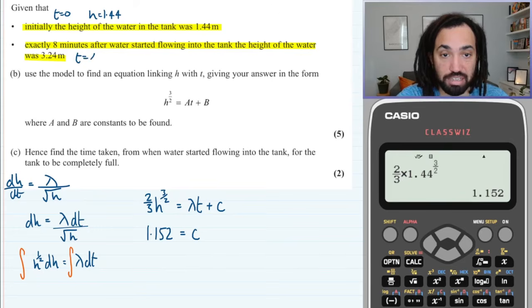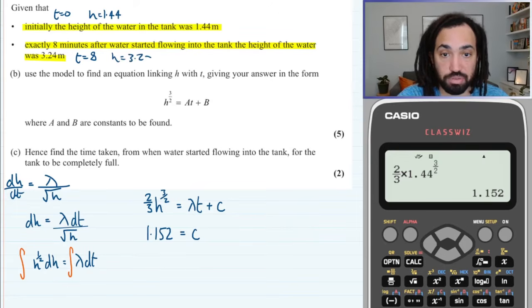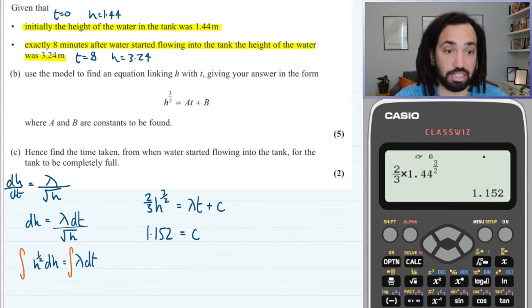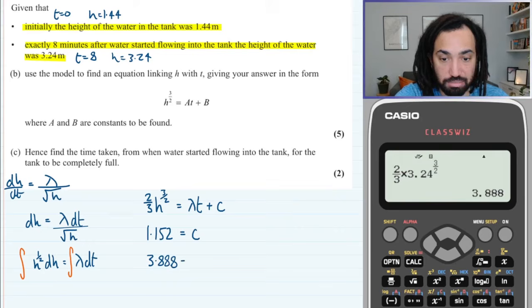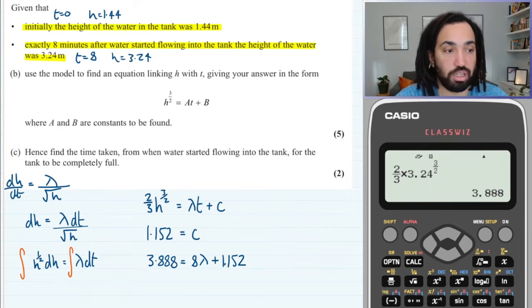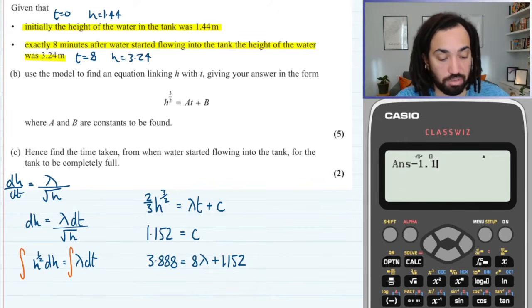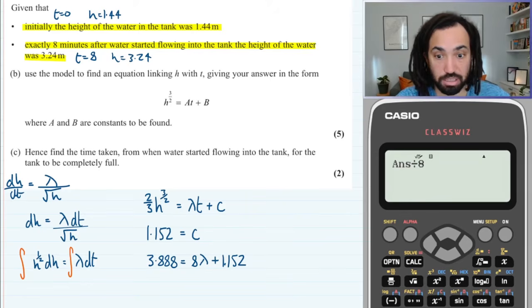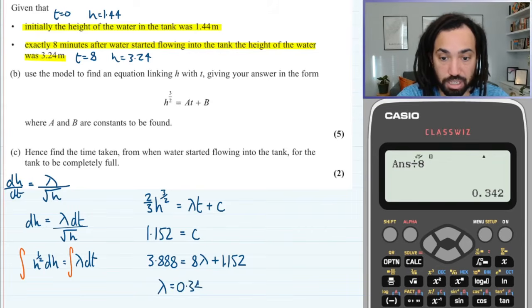And then we're going to use this next part. This says exactly after 8 minutes after the water started flowing in the tank, the height of the water was exactly 3.24. Okay, so again, let's sub in. So we get 3.888, and that's equal to lambda times t, but t is 8 in this instance because the time is 8, plus the c value we know now is 1.152. So to find lambda, we will just subtract the 1.152, and then we will divide that by 8. Okay, great. So there we go. Lambda is equal to 0.342.